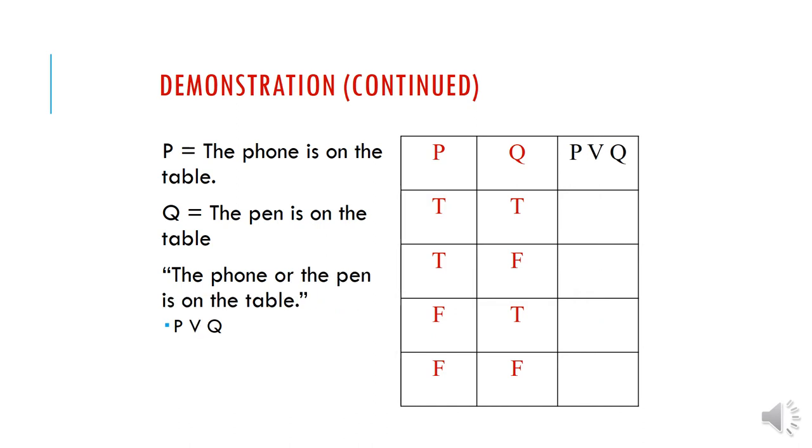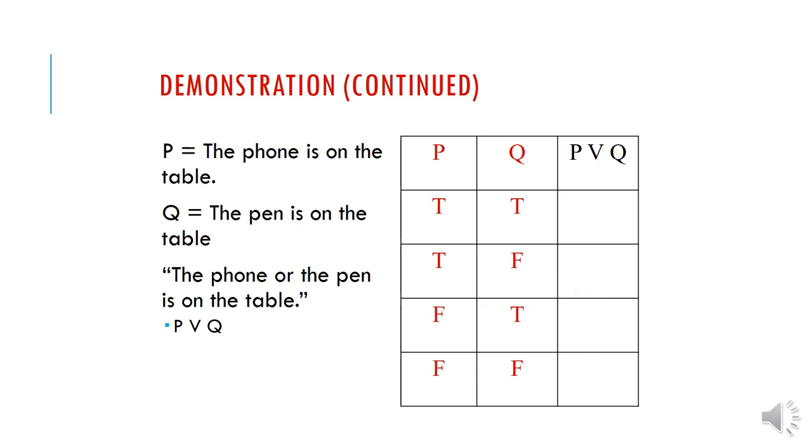When we use a disjunctive or claim, the phone or the pen is on the table. In this instance, in row one, it's true that the pen is on the table, and it's true that the phone is on the table. The truth function is true. In row two, if the phone is on the table but the pen is not on the table, and I tell you the phone or the pen is on the table, that's also true because all you need is one. Same thing for row three.